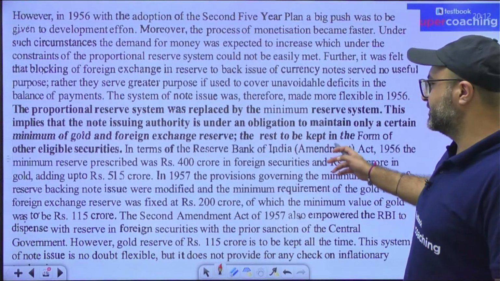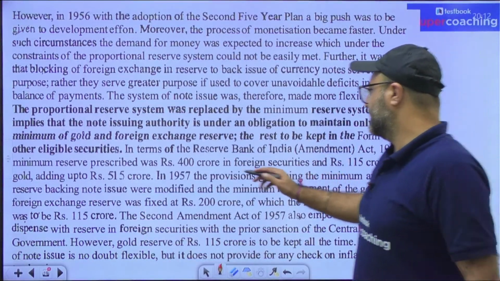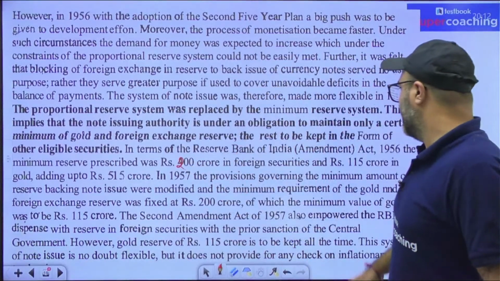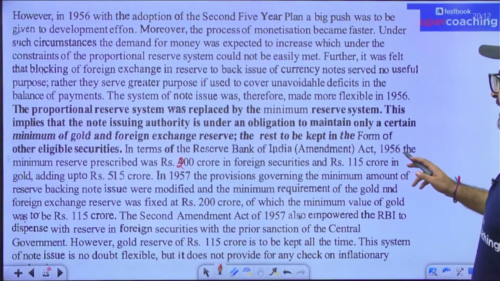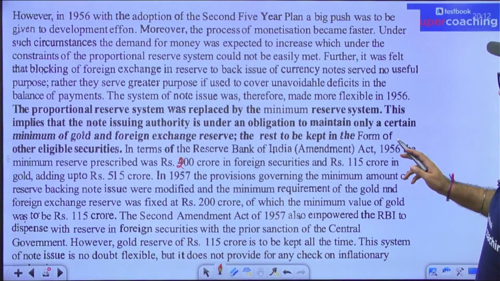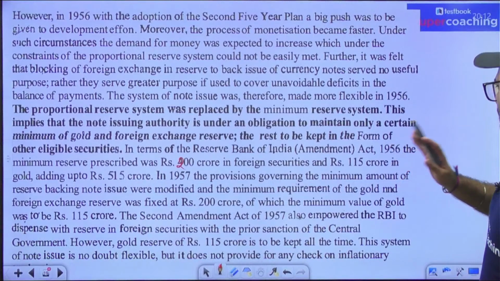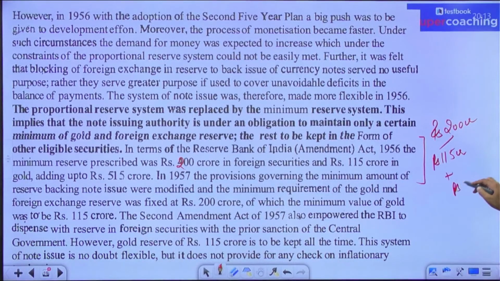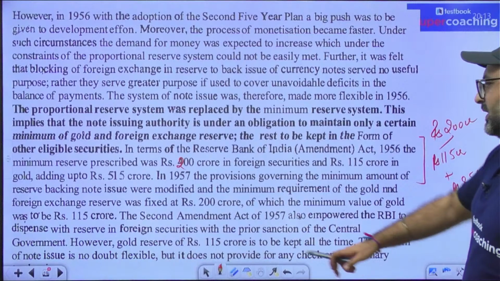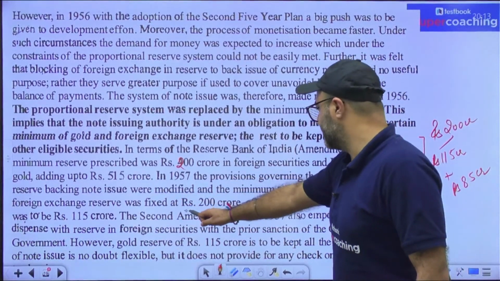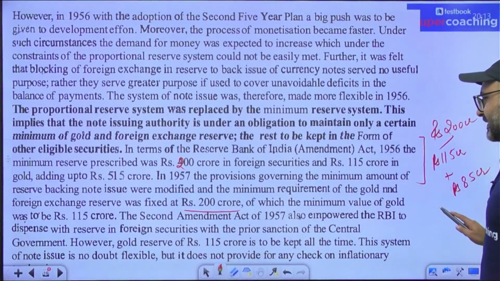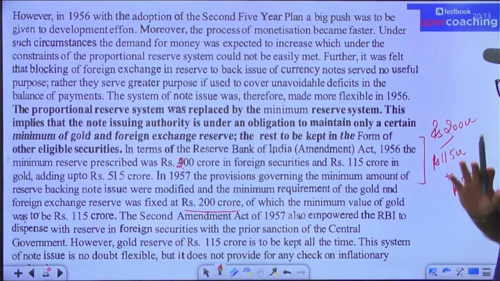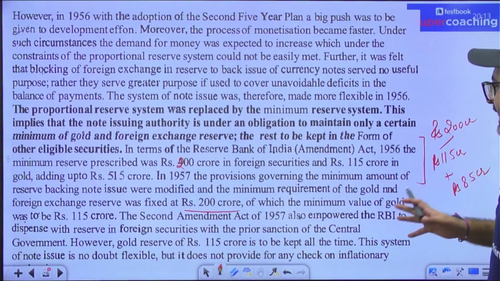And in the minimum reserve system, the minimum reserves prescribed were 200 crores in foreign securities. Okay, I'll just give you the answer. This is 200 crores, out of which 115 crore is in the form of gold and 85 crore rupees is in the form of foreign currency. So the foreign exchange reserve was fixed at 200 crores. What is the foreign exchange reserve? That is 200 crores, of which the minimum value of gold will be 115 crore rupees, and the rest will be maintained in the form of foreign currency.